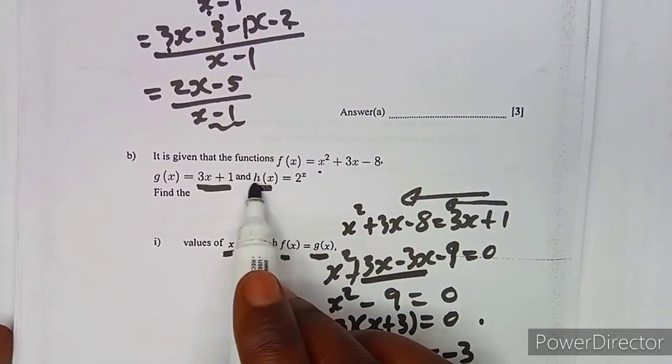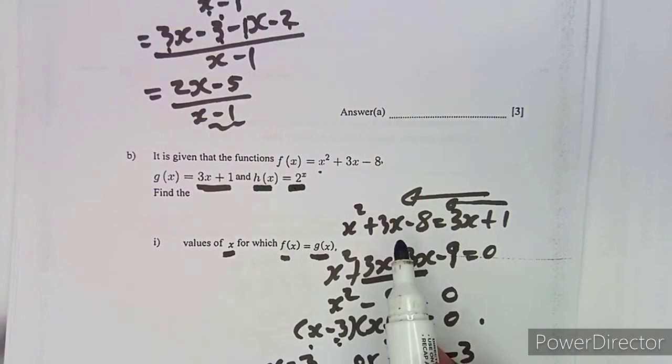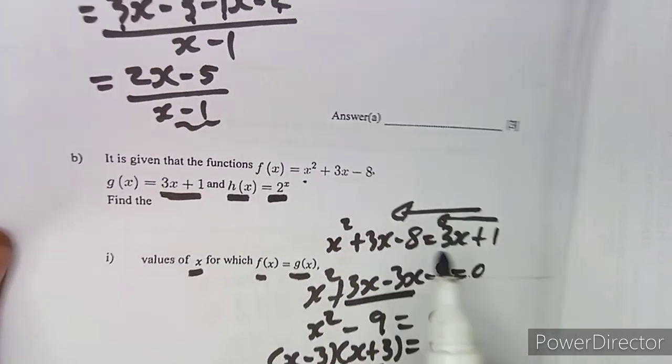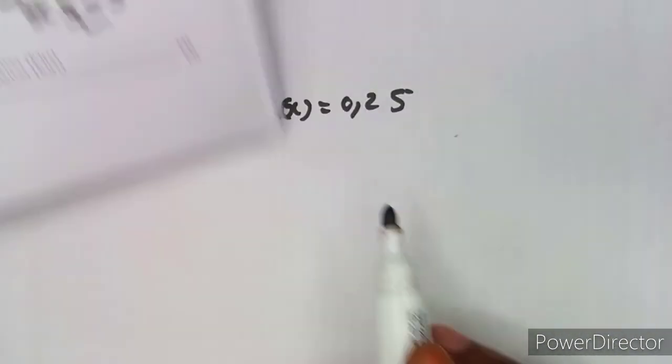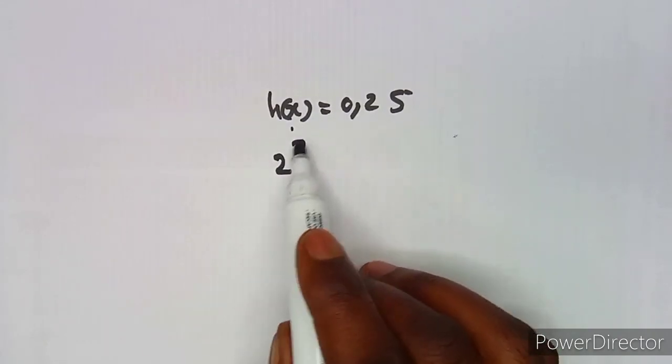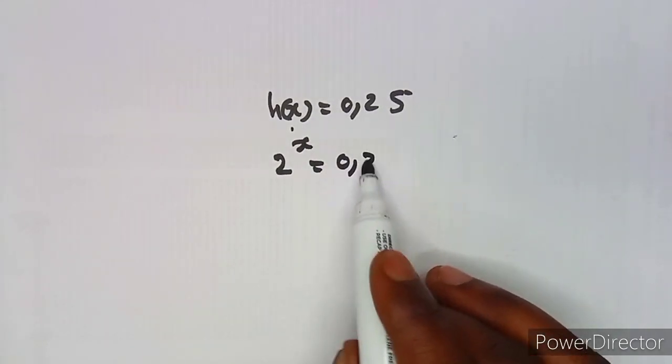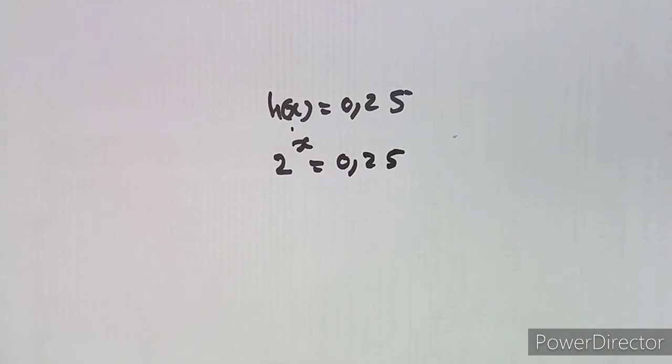This is our h(x). This time our h(x) is 2 to the exponent of x, or 2 to the power of x. That's your h(x). So you're going to substitute that h(x) here. 2 to the power of x is equal to 0.25. So how can you solve this equation?